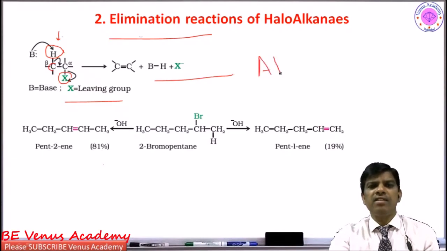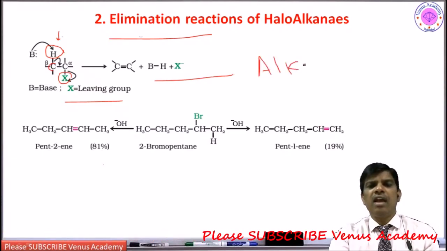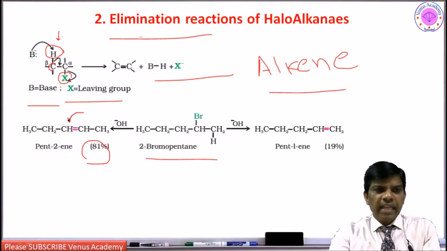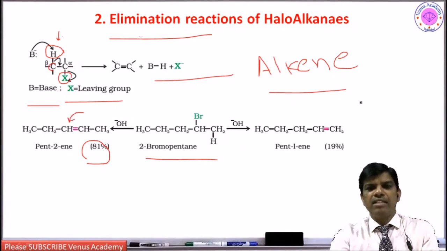Alkyl halides undergo elimination reactions. When I add a strong base to an alkyl halide, it gives alkene. So if I react 2-bromopentane with base, it is going to give 81% of this alkene. Here one point is there, students.